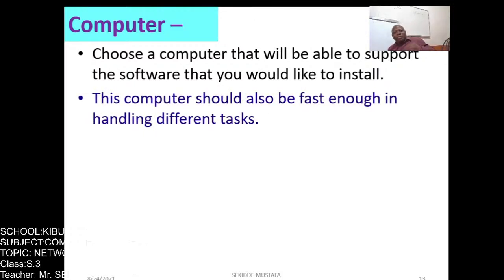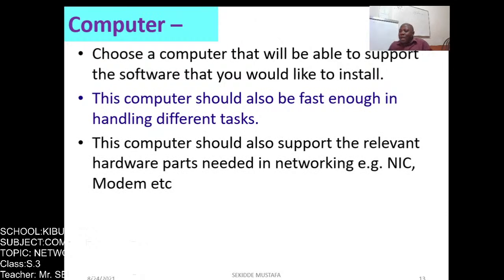I was saying that you have to get a computer which is very good. Today we are talking about computers, but then we are going to see what special features of a computer we can talk about. So this computer should be fast enough in handling different tasks. There is a computer where if you are going for a lesson, you have to prepare yourself maybe 30 minutes or 1 hour ago, because it takes 20 minutes to start. Those are model zamani, they are very old computers. So this computer should also support the relevant hardware parts needed in networking, e.g.